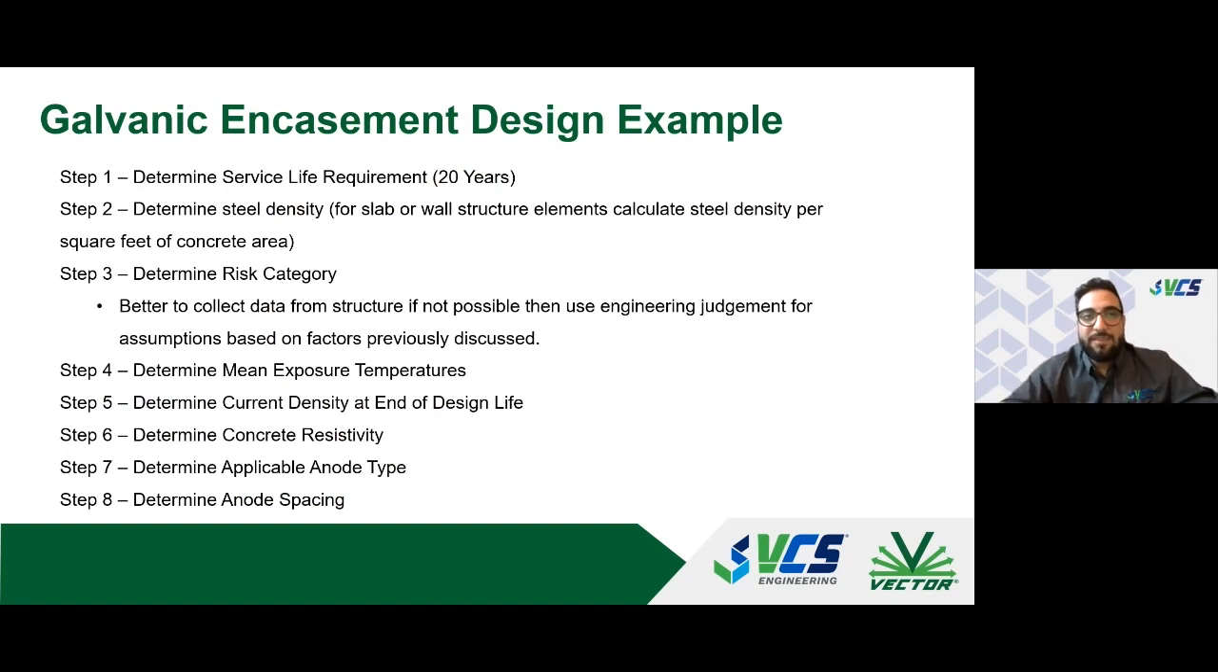Moving on to galvanic encasements, the design procedure is the same. It doesn't really change. We still have the same 8 steps. I guess the only difference between this and pile designs would be that when we're calculating our steel density for slab or wall structure elements, we tend to calculate it in per square foot of concrete area. Again, we would still have to identify our service life, our risk category, our mean exposure temperatures, our current density, and then selecting the appropriate anode type and anode spacing.